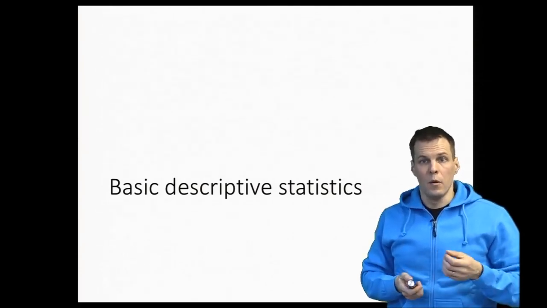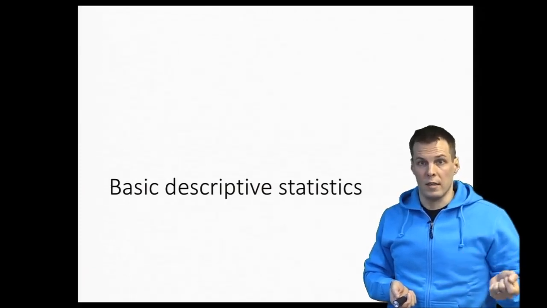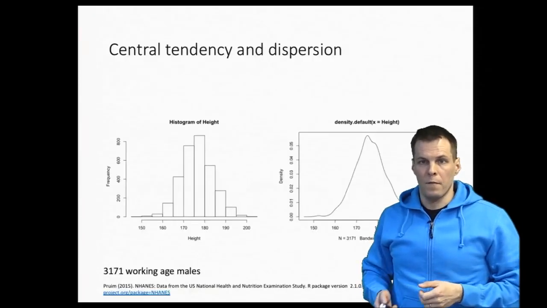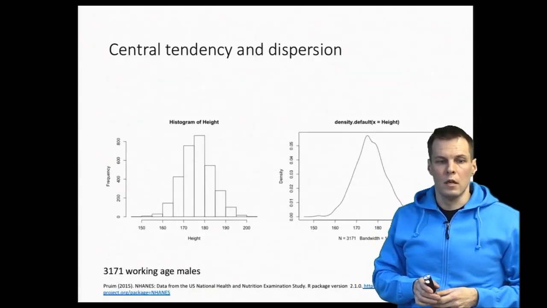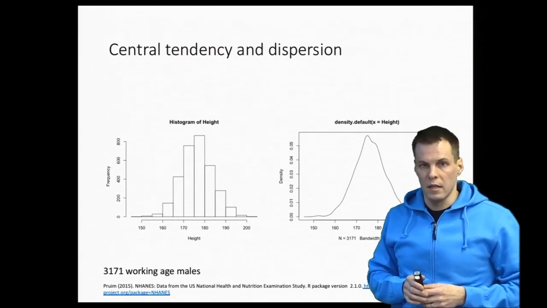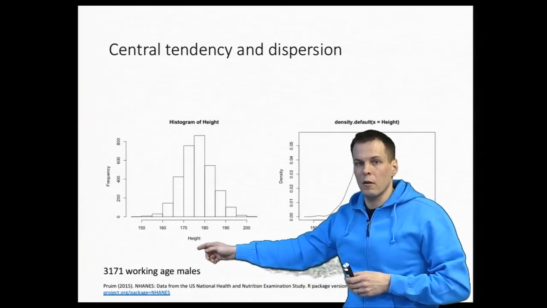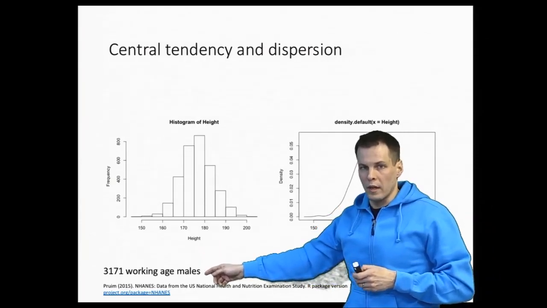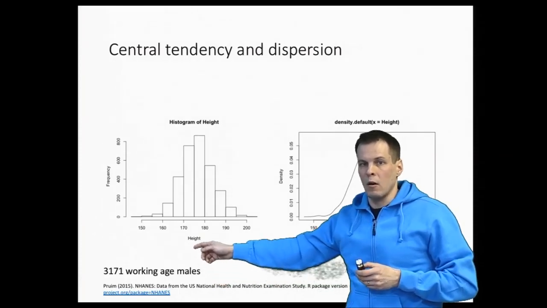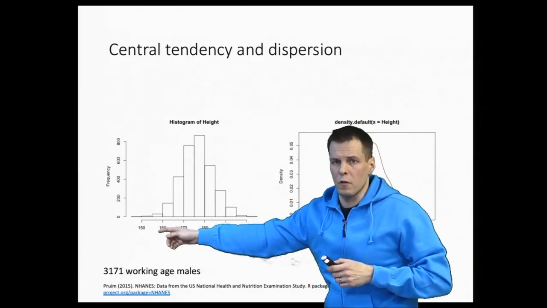And this is partly high school mathematics, but it's useful to revise it now before we go into more complicated things. The first important thing to know is the concept of central tendency and dispersion. So these are data about 3,171 working age males from the United States, and we have data on their heights. And this shows the distribution of the heights.